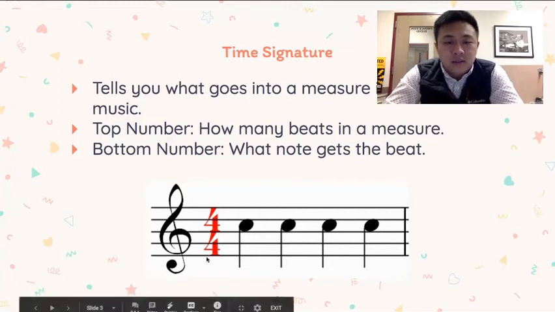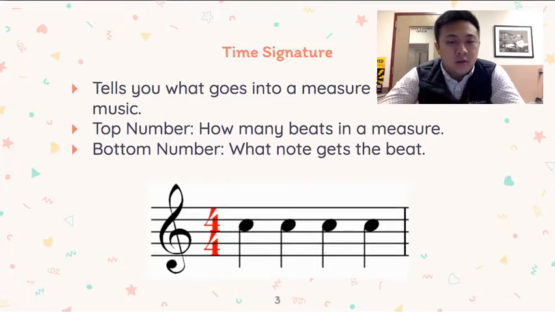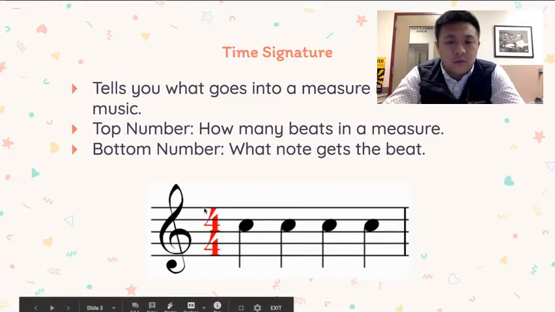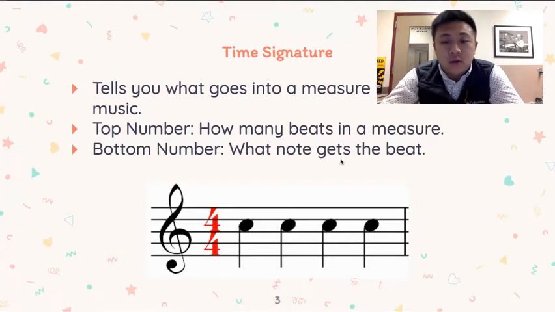Again, your time signature is this. It tells you what goes into a measure in a piece of music. So really working on 4/4 time right now. This top number is a 4, and it tells you how many beats you get in a measure. The bottom number tells you what note gets the beat. So let's say the top number was 6, we'd get 6 quarter notes in a measure.